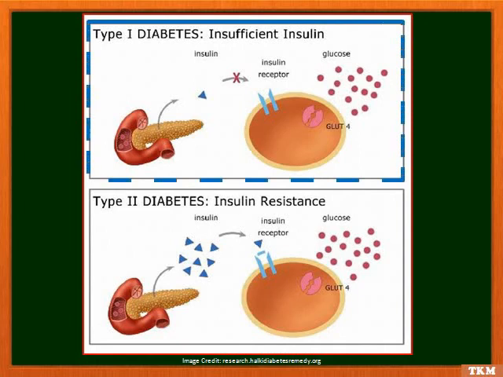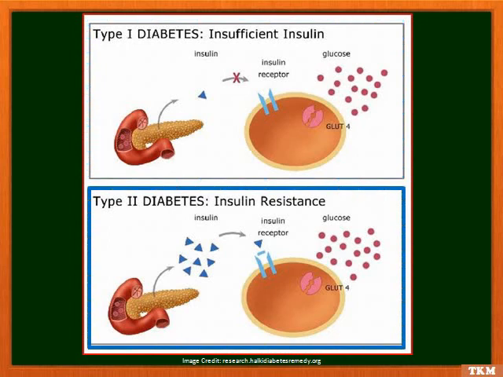So let's just revise once again. In type 1 diabetes, insufficient insulin is produced, the insulin receptors don't get activated, and the glucose transporter does not take up glucose from the bloodstream. Whereas in type 2 diabetes, which is also called insulin resistance diabetes, the insulin is produced by the beta cells of the pancreas and binds to the insulin receptor, but there is defective signaling. No signal goes from the insulin receptor to the glucose transporter. Thus, the glucose level still remains high in the bloodstream.